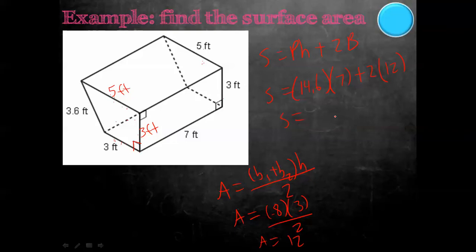So now all we have to do is just finish this out. We're going to take 14.6 times 7, which is 102.2. Then we're going to take 12 times 2, which is 24, and we're going to add those two together, which is 126.2 feet squared. That is the surface area of that prism.